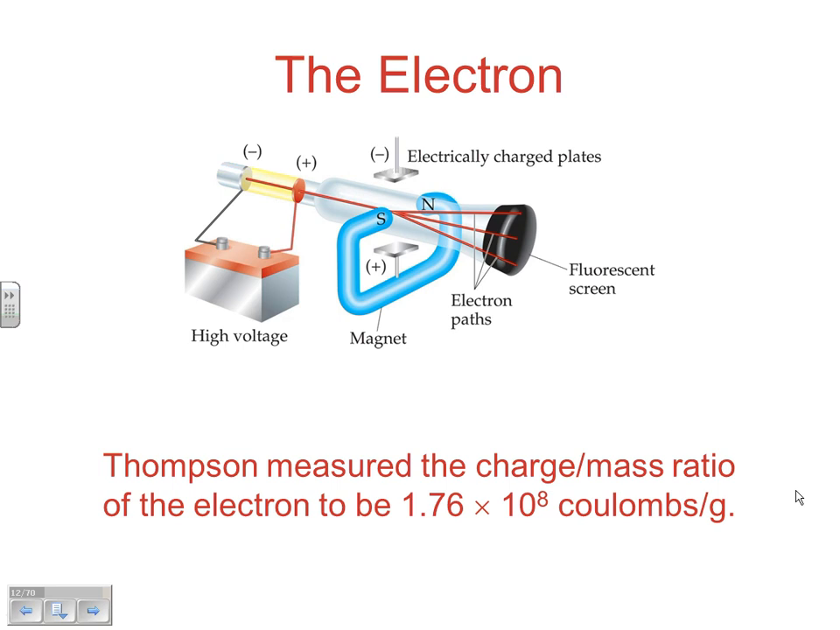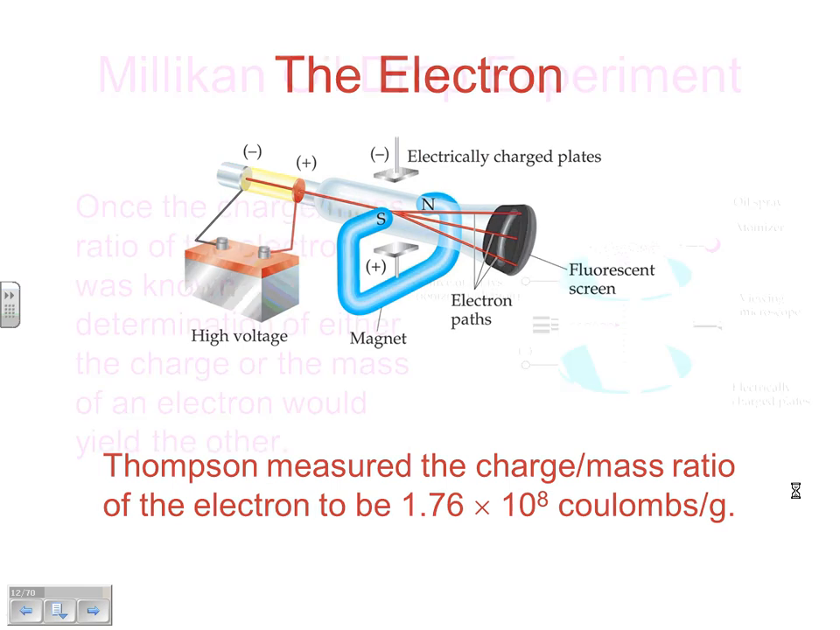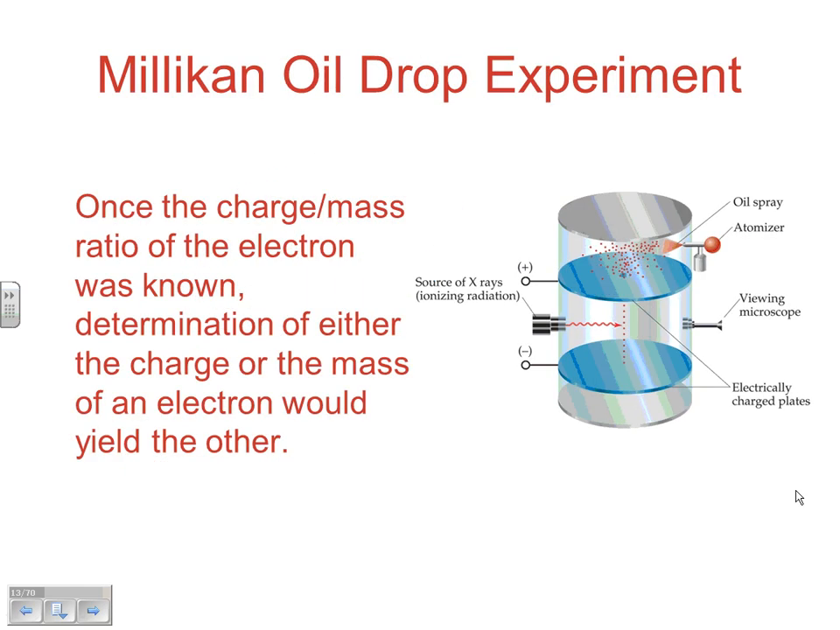Now, one of the important things that came out of his work, and this is something that Millikan used a little bit later, was the charge to mass ratio. He found that the electron had a charge to mass ratio of 1.76 times 10 to the 8th coulombs per gram. So if you had a gram of electrons being deposited on the far plate, it would have a charge of 1.76 times 10 to the 8th coulombs. And that was instrumental for Millikan in determining the mass of a single electron. So that's where we'll look next.